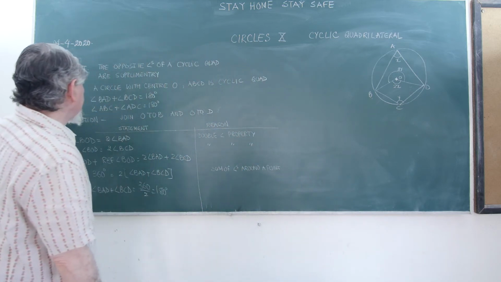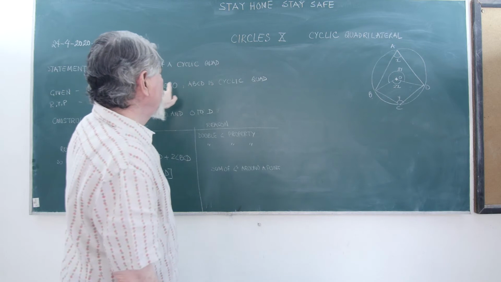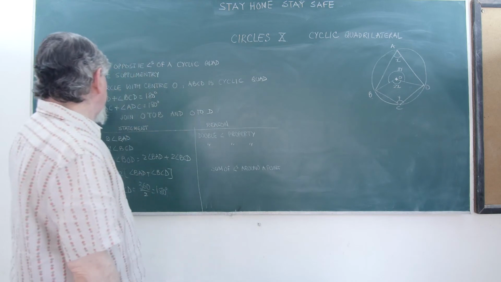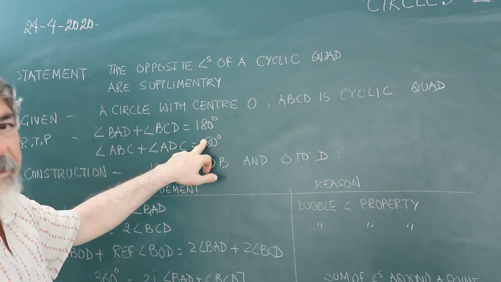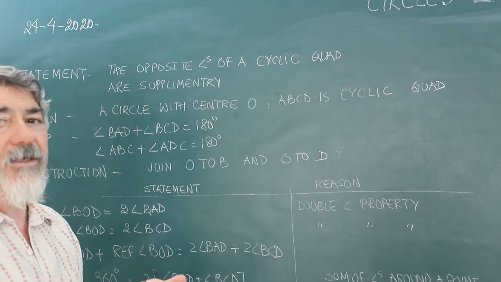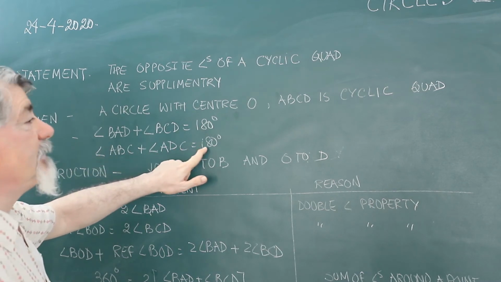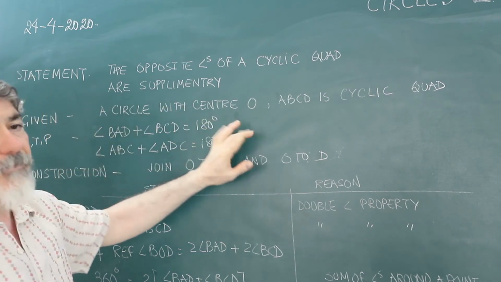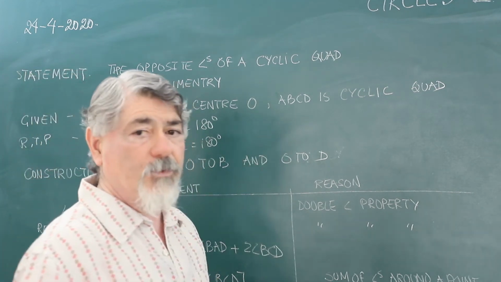Now he says, given a circle with center O, and ABCD is a cyclic quadrilateral. What are we required to prove? That angle BAD plus angle BCD is 180 degree. If the sum of two angles is 180 degree, they are called supplementary angles. Similarly, angle ABC plus angle ADC is equal to 180 degree. I am going to prove the first one, second will obviously follow according to that. The construction is we have joined O to B and O to D.